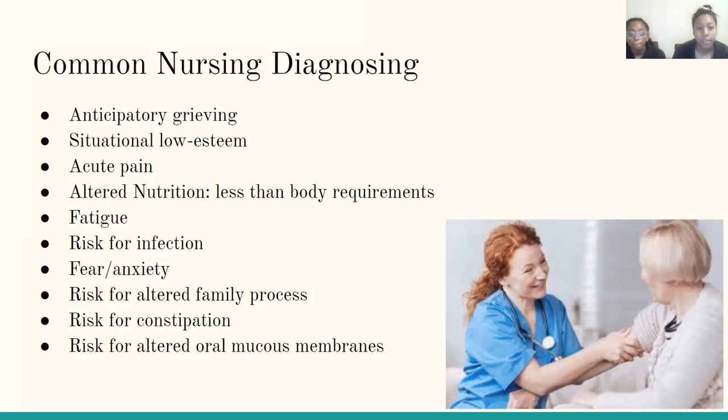Acute pain is definitely seen in these types of patients if they have a tumor or a malignant tumor. Altered nutrition is seen because these patients sometimes have nausea and vomiting, so we want to make sure that they're maintaining adequate nutrition. Fatigue is commonly found. Again, they're at an increased risk for infection. Fear and anxiety is often seen, you know, the fear of having cancer. What does that look like? What changes in their life might occur? Risk for altered family processes is often a diagnosis, and risk for constipation. Lastly, risk for altered oral mucous membranes. Again, these cancer patients often have this complication.